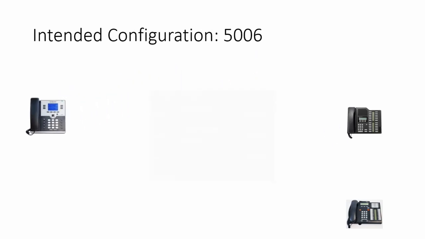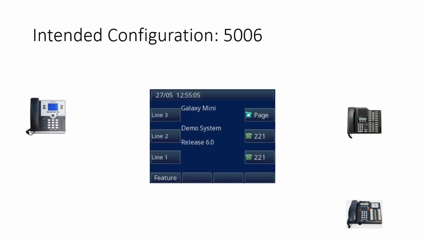Now, the intended configuration of the 5006 is to have the 3 line appearances on the left-hand side of the display, and the page button on the right-hand side above the 2 extension buttons.